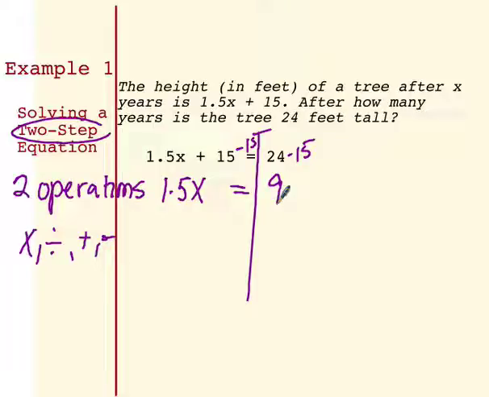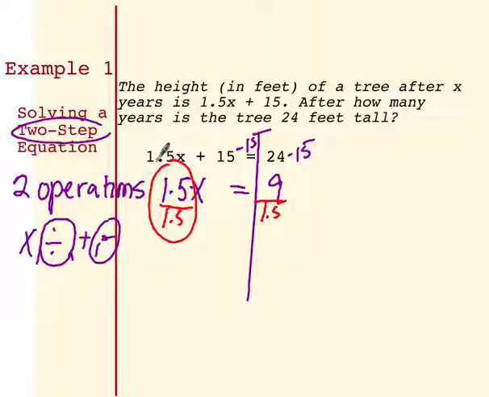The first operation that I did was I used subtraction. The second operation, this is multiplication, so I'm going to divide. Notice I'm using inverse operations to solve. And as long as I divide both sides by the same value, it keeps the equation true. I'm going to divide by 1.5. Technically, let's cancel those 1.5. 1.5 divided by 1.5 is 1 times x.